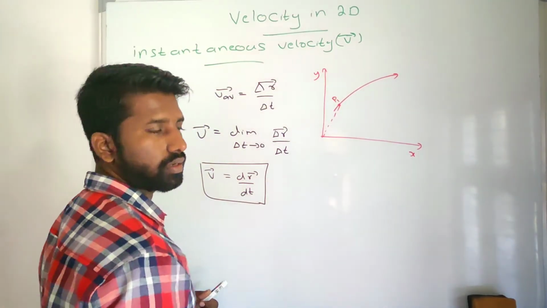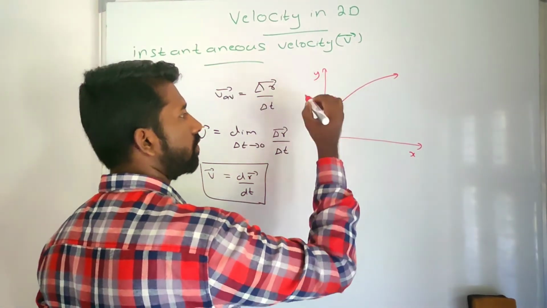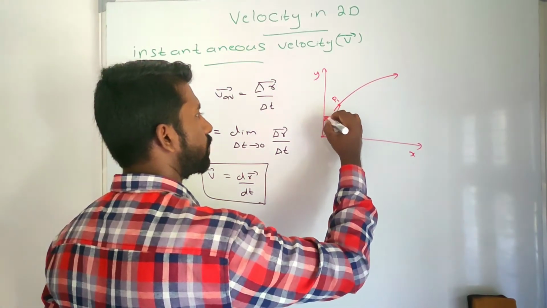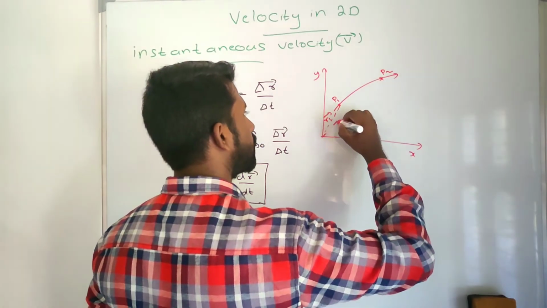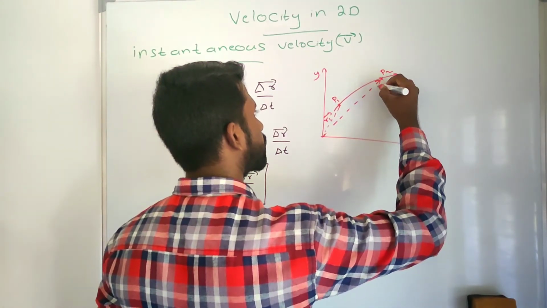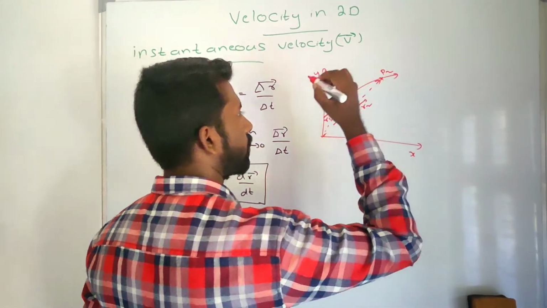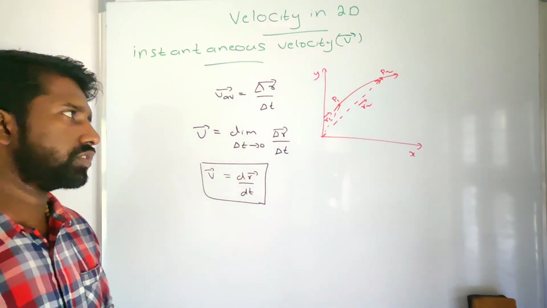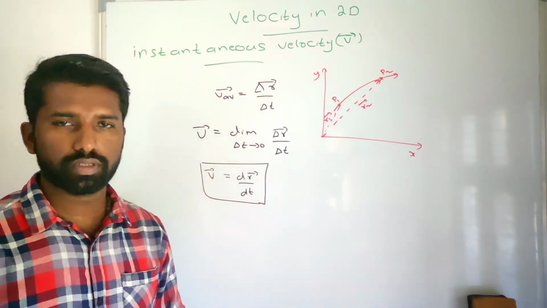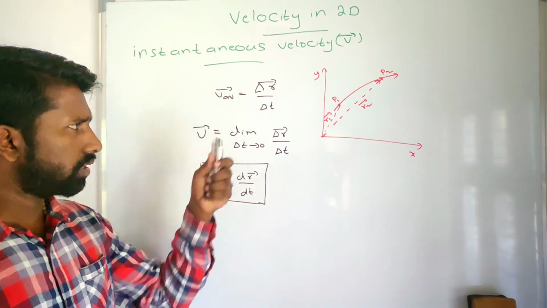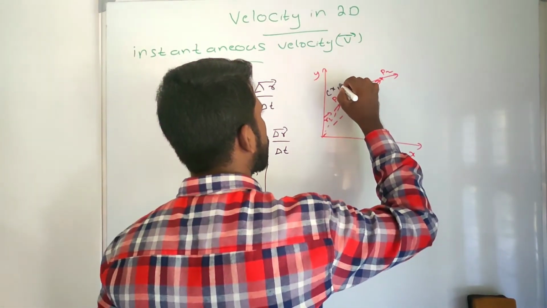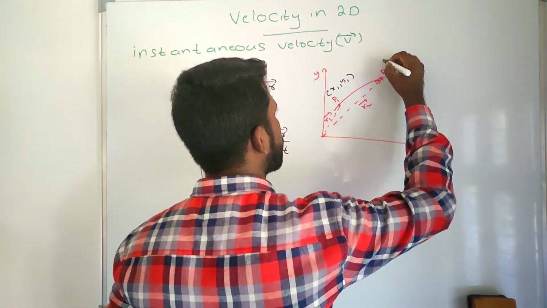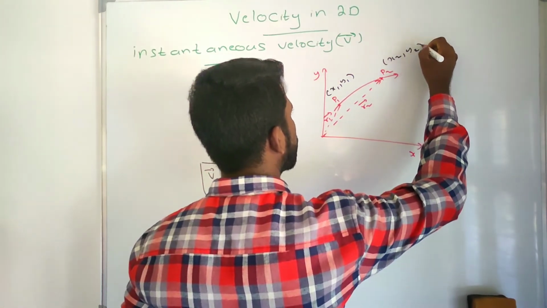This P1 is the position at instant T1 and the position vector is R1. And P2 is another point, and R2 is its position vector. If the P1 point is (x1, y1) and the P2 point is (x2, y2).